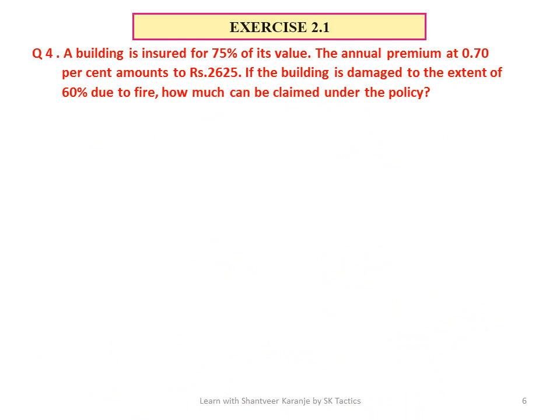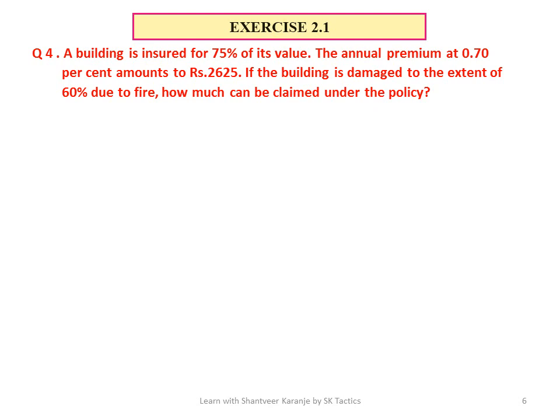A building is insured for 75% of its value. Now it is not given to us what is the actual property value. It is only said 75% of its value is insured. The annual premium at 0.7% amounts to rupees 2,625, meaning premium is given and rate of premium is given. If the building is damaged to the extent of 60% due to fire, how much can be claimed under the policy? Let's see how to answer it.